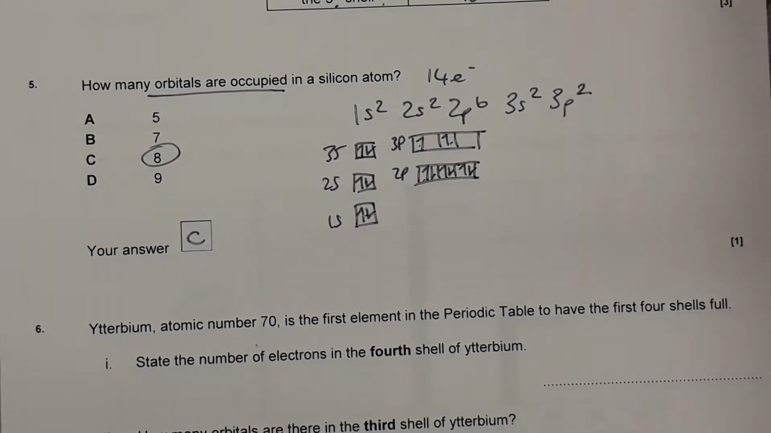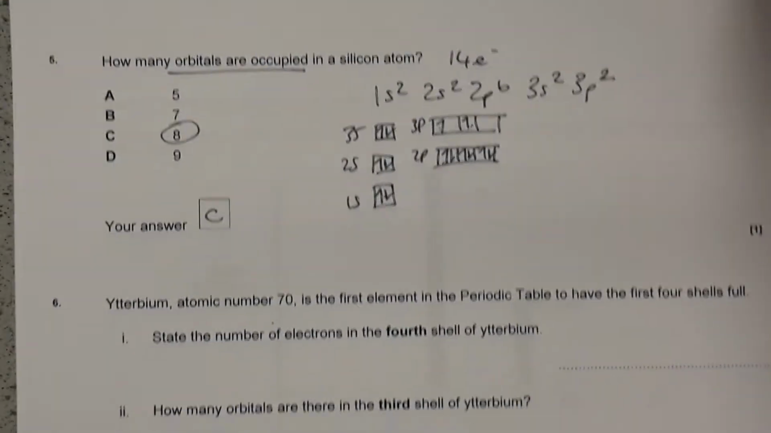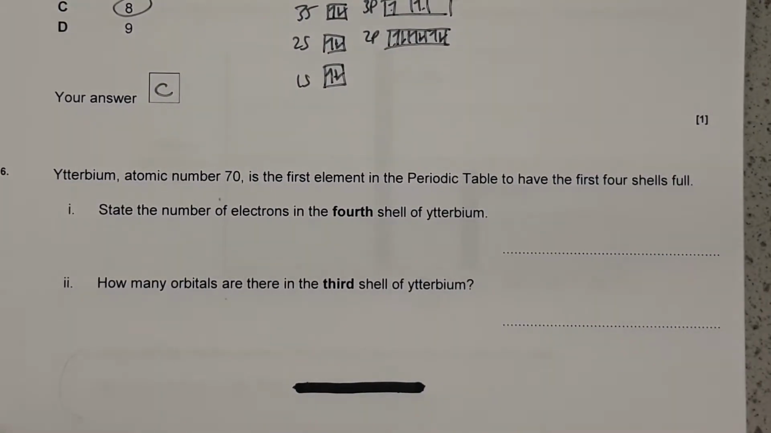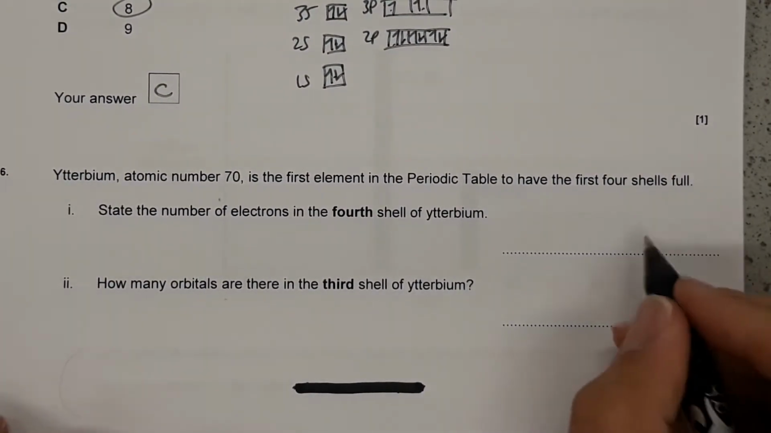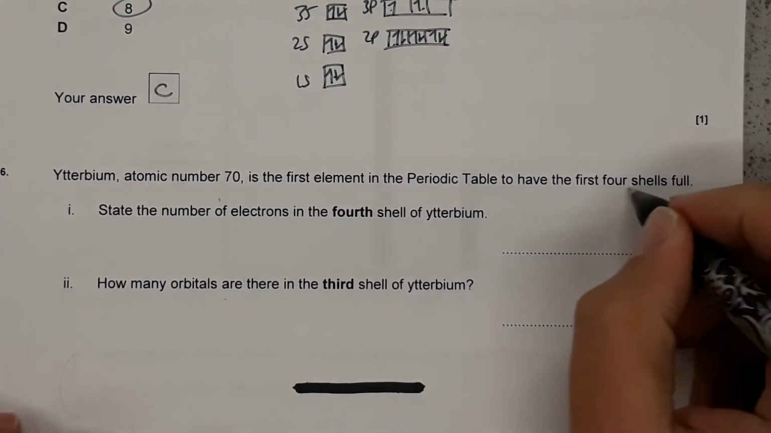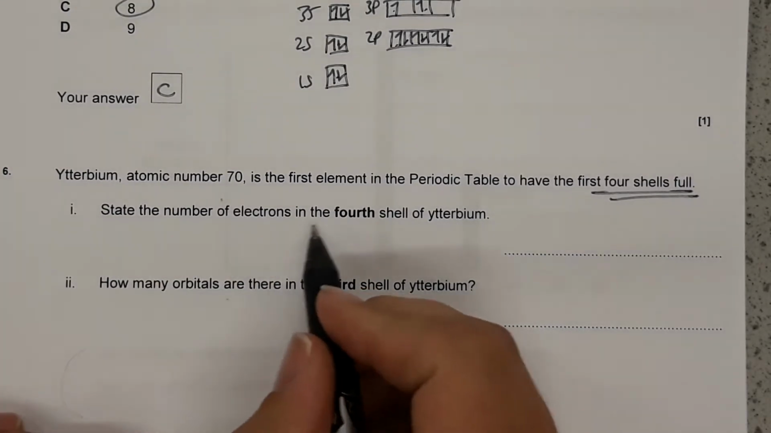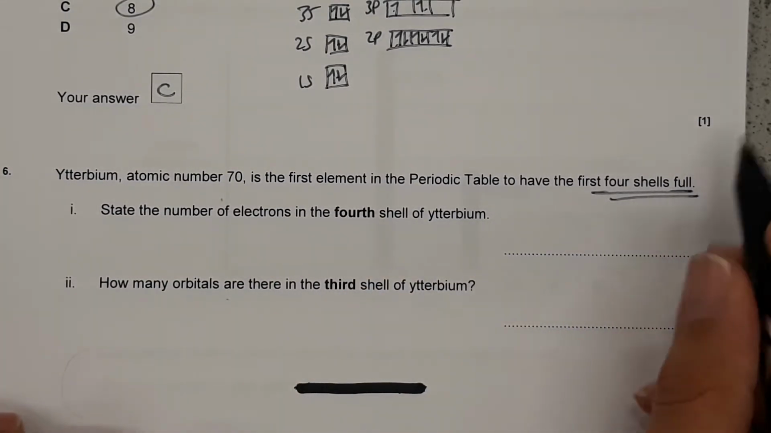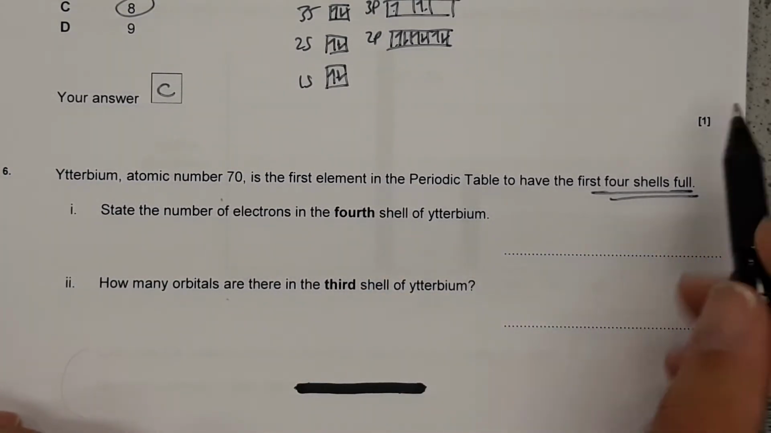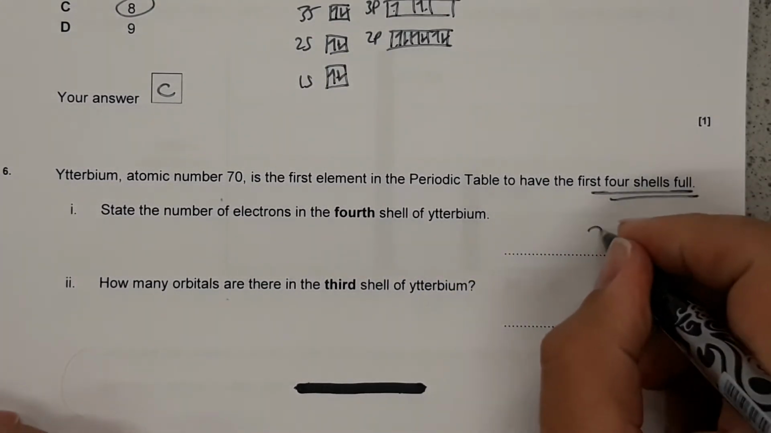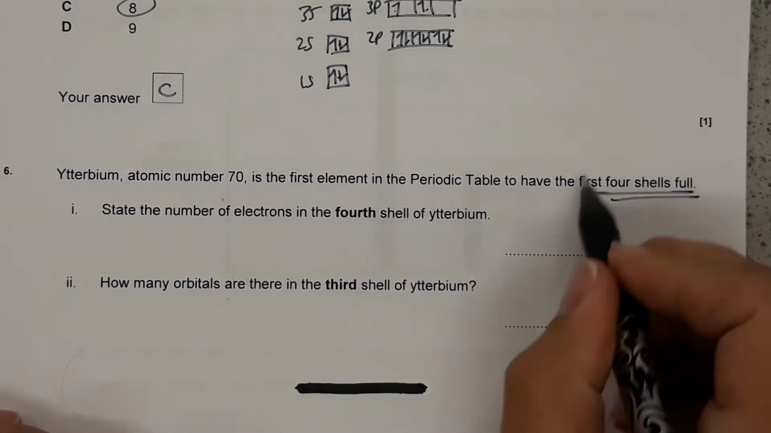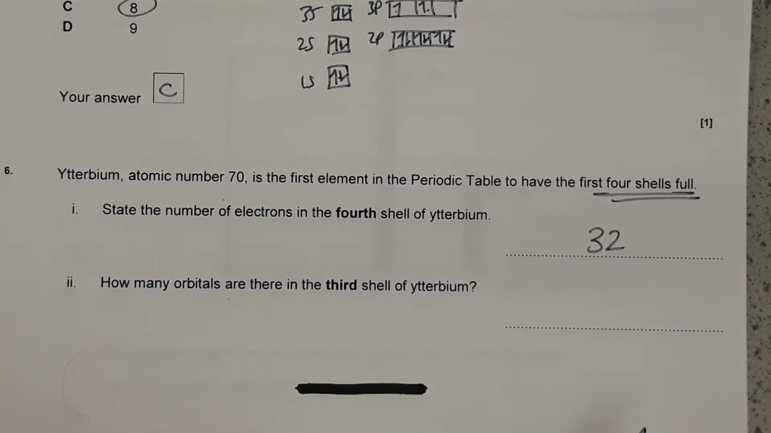Question 6. Ytterbium, atomic number 70, is the first element in the periodic table to have the first 4 shells full. Important statement there. First 4 shells are full. State the number of electrons in the 4th shell. Well, if the 4th shell is full, then you know the number of electrons in the 4th shell because it's 2, 8, 18, 32. All right, look for clues in the questions, in these nice easy ones.